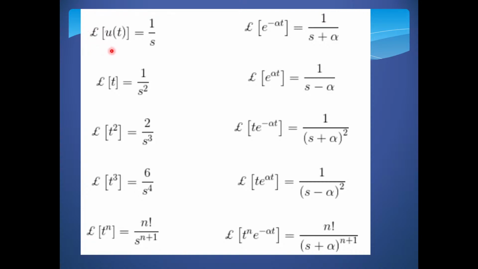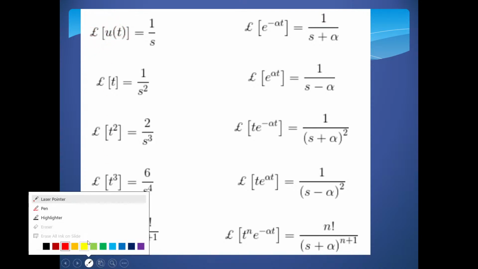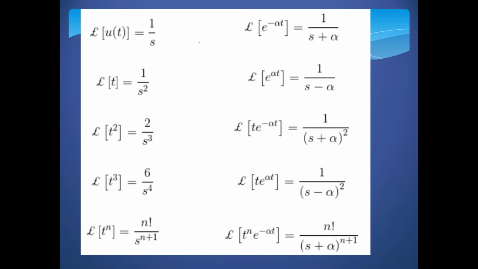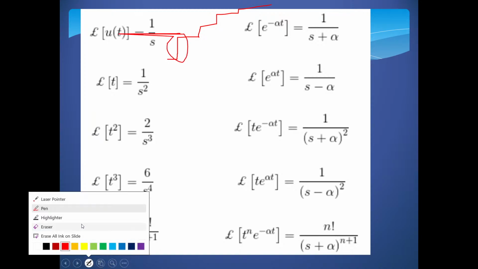So these are some formulas I'm showing you here. Here you can see this is u of t. U of t means unit step, also known as step input. You know stairs, we climb these stairs. If this is our first step, next what? Second step, third step, and so on. We call each stair a step.